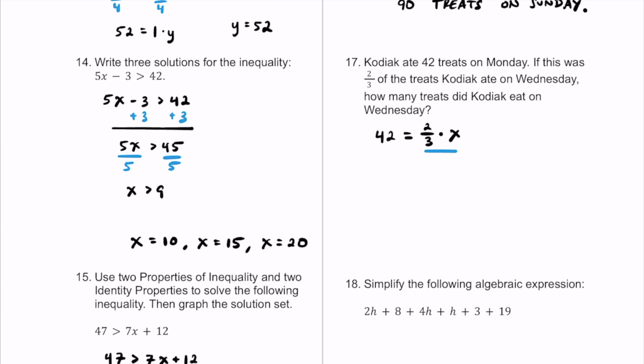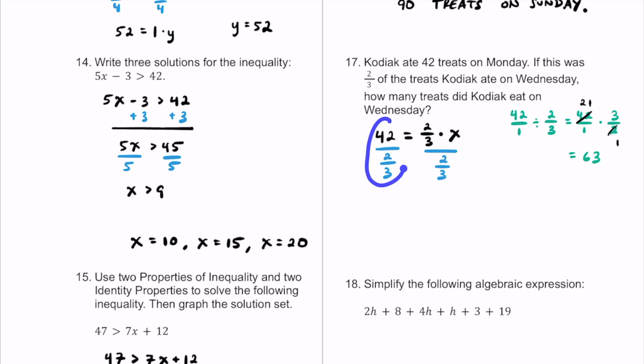We can solve for x if we divide both sides by 2/3 using the division property of equality. On the left side, 42 divided by 2/3. That's going to be 42 over 1 divided by 2 over 3, which is the same thing as 42 over 1 multiplied by 3 over 2. And we can cross cancel this 2 and 42 to make it 1 and 21. Then 21 times 3, that's going to be 63 over 1, or 63.